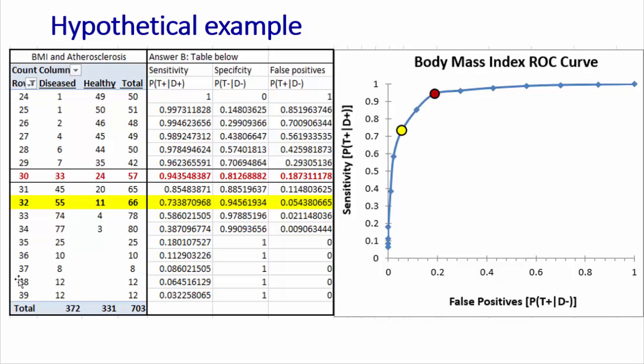At the other extreme, if we said at 39, let's take 38. At 38, if you had a BMI of 38 or above, we're only saying these two groups have the disease. Well, all these are healthy. Unfortunately, our sensitivity is now very low because the majority of people who have the disease are missing the screen.